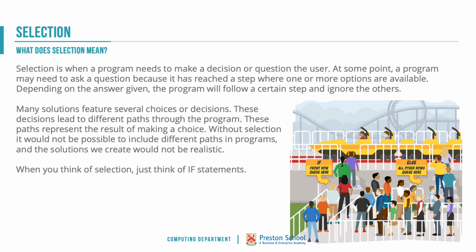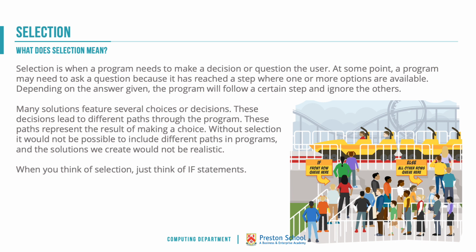So we use selection when we want to make our program slightly more complicated. We don't always want to do the same tasks. We don't always want to undertake the exact same activities for every user. We want to check if something is true before deciding whether to run a line of code or not.